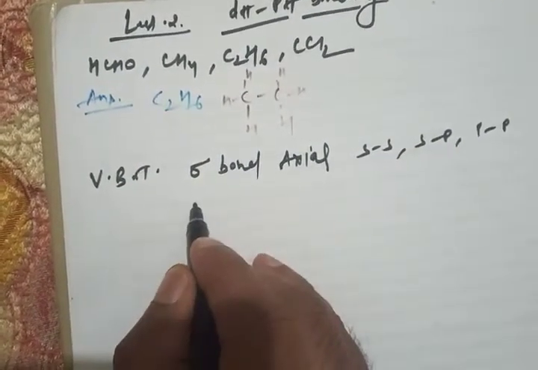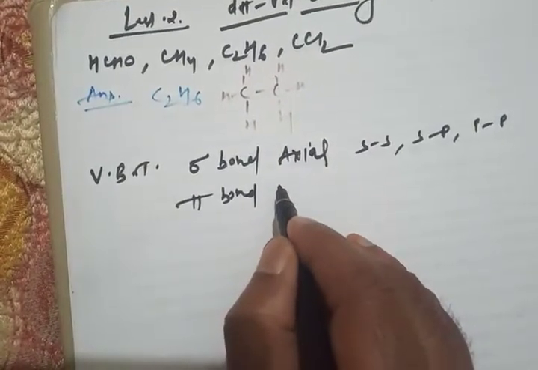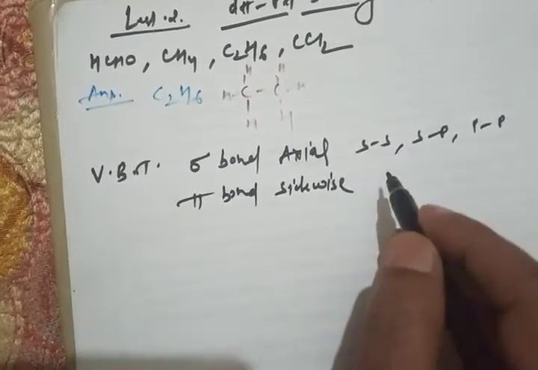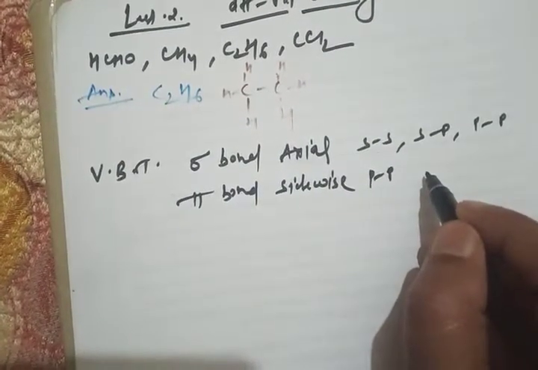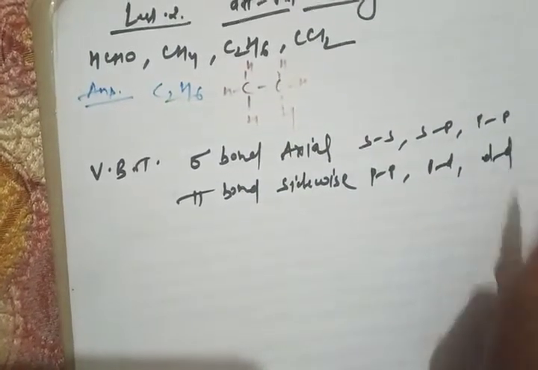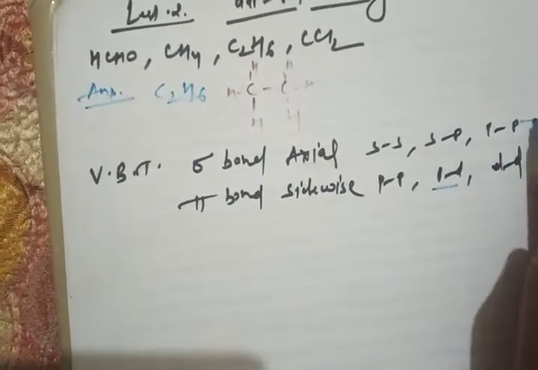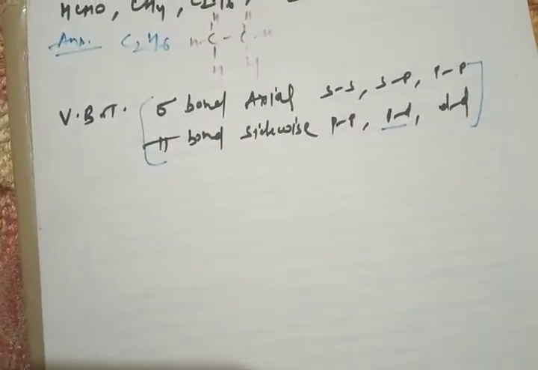Okay, whereas the pi bond is formed by the sidewise overlapping, and it occurs between p to p, p to d and d to d. So the topic of today's discussion is this pπ-dπ bonding. Okay, and this is very important, you must remember for the whole lecture. This is how the bond formation occurs as per the VBT.